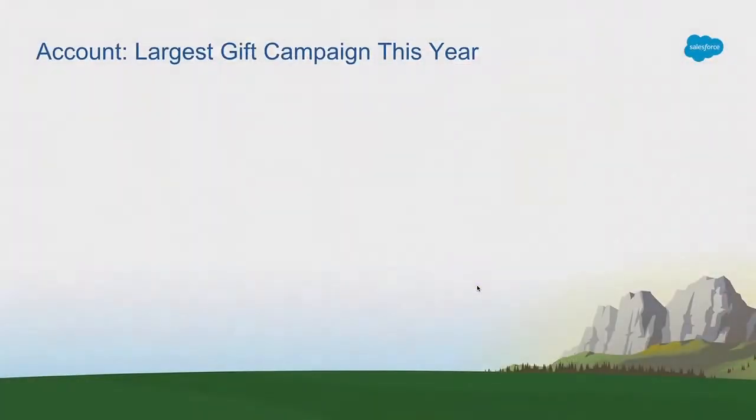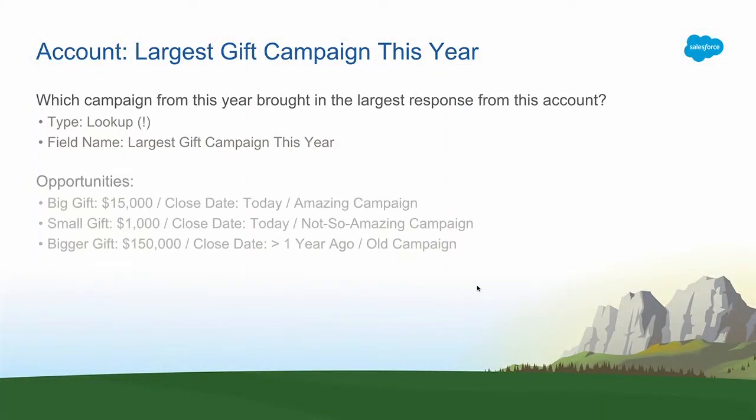Okay, so I have these 3 opportunities. Let's take a look at them. So I have big gift, $15,000, a close date of today for the amazing campaign. A small gift for $1,000, a close date of today for the not so amazing campaign. And finally, bigger gift for $150,000, close date of more than a year ago in the old campaign. Which campaign would I expect to see in this rollup field?